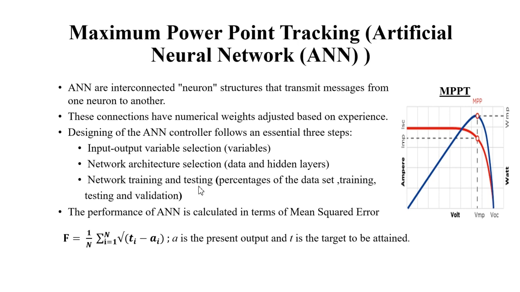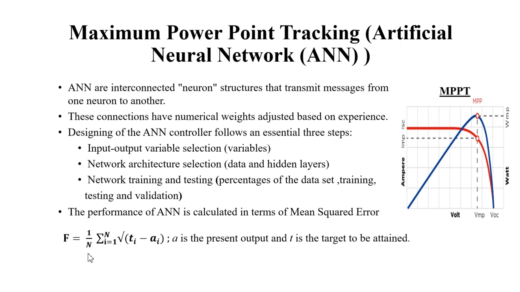Then we have the network training and testing. Some percentage of the data has been taken for testing, some for training, and some for validation. To check the performance of the ANN, we calculate the mean square error, which is based on this formula.